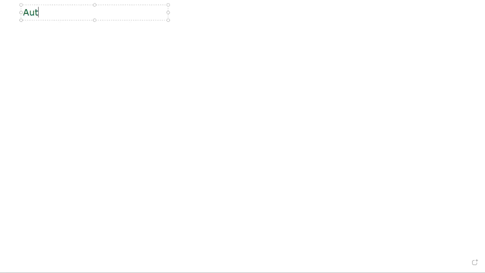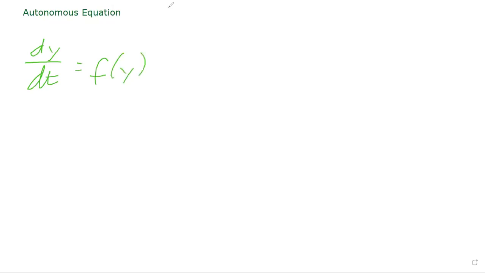We talk about an autonomous equation. For that, it's going to follow this form: dy/dt is a function of y. So whenever we do the derivative, it will depend on y being in it.